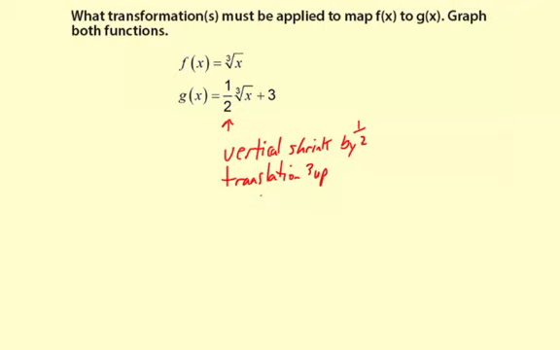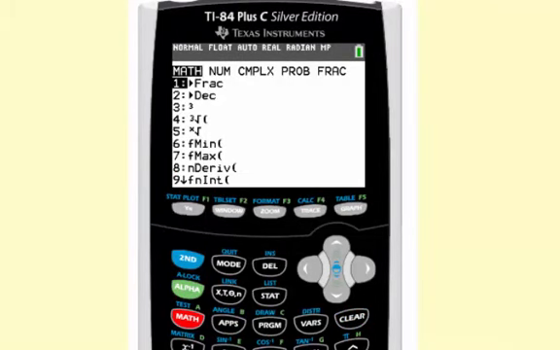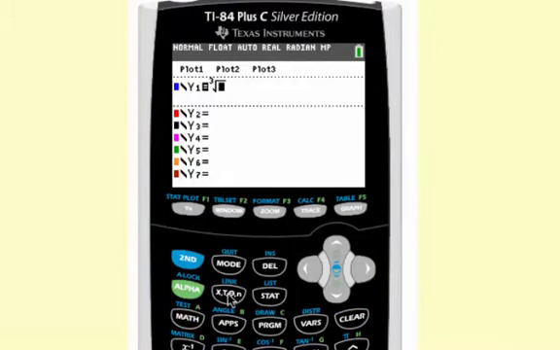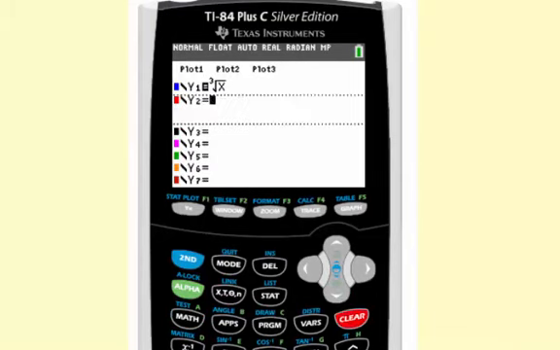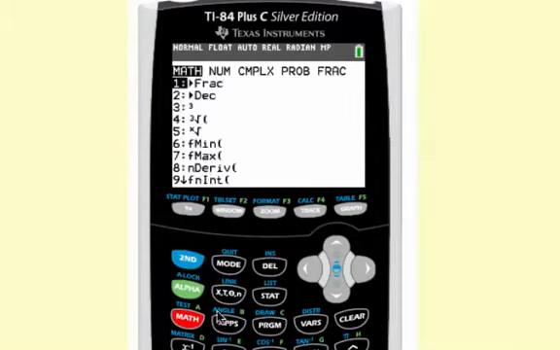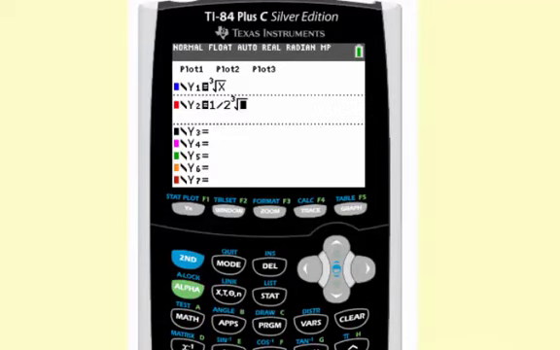Okay, now let's look at the calculator and confirm. So first of all, we're going to do the cube root, which is math 4, and then just x. And then we'll do the cube root again. And this time we're going to do 1/2 cube root of x, and then plus 3.